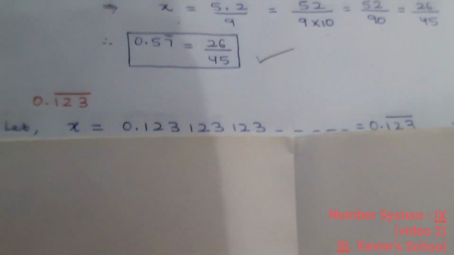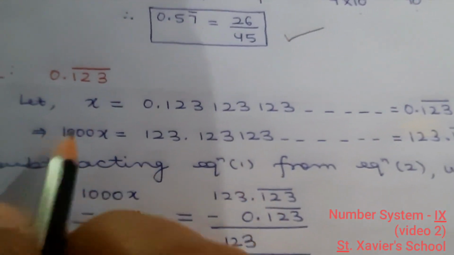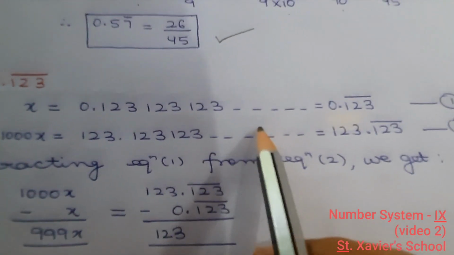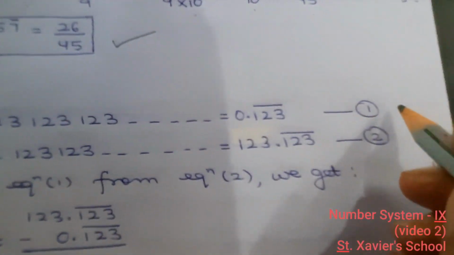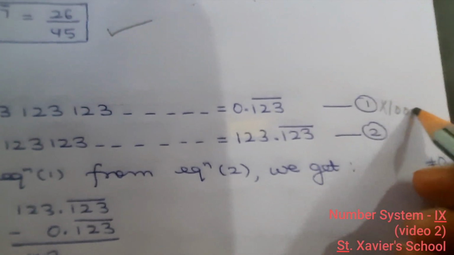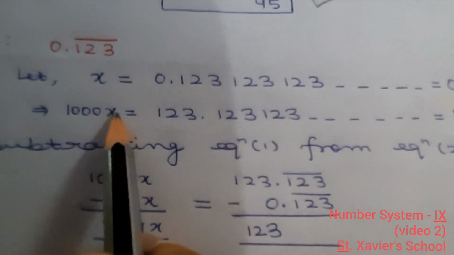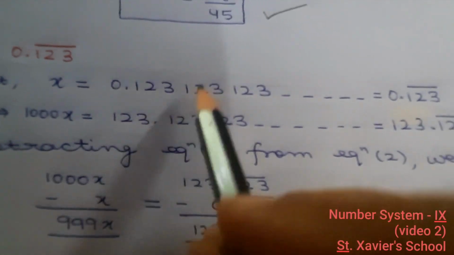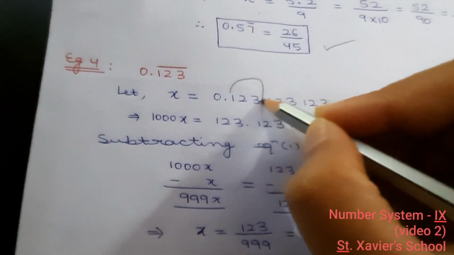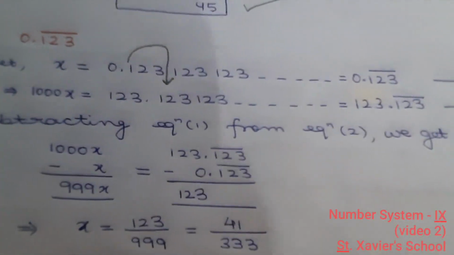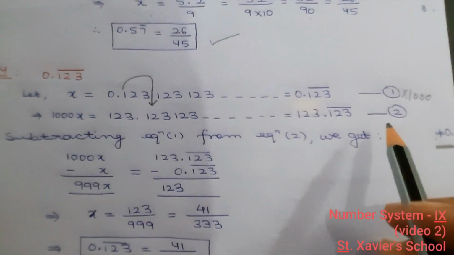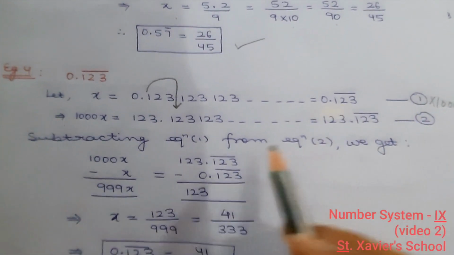Clear? Let us take another one. Now I am taking the one in which we have 3 digits repeating. 1, 2, 3, 1, 2, 3, 1, 2, 3. Since 3 digits are repeating, now I am sure you must be able to tell. We shall multiply by 1000. So it becomes 1000x, 123. 3 digits repeating means the decimal will be shifted after 3 places. So 123.123, and so on. Subtracting equation 1 from 2.